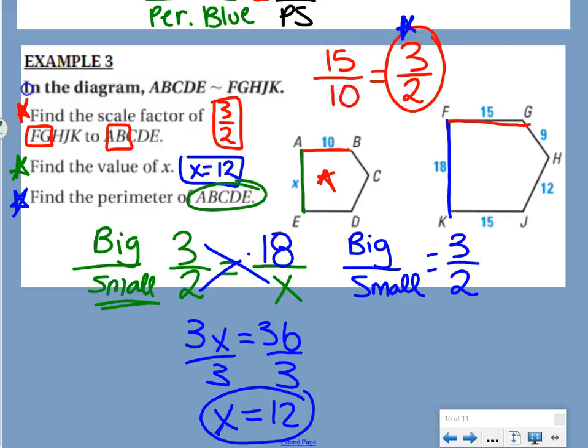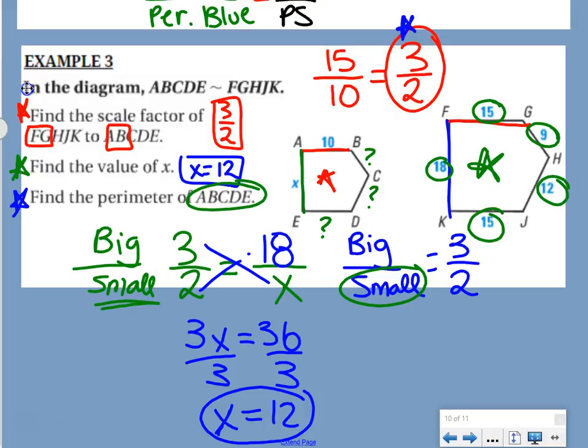Well, we're looking for the perimeter of the small figure. That's what we want to know because we don't have all the side lengths. We're missing a couple. However, on the big figure, we have all of the side lengths. To find the perimeter, we add them up. We do 18 plus 15 plus 9 plus 12 plus 15. When we do that addition, we get that the perimeter of the big figure is 69.